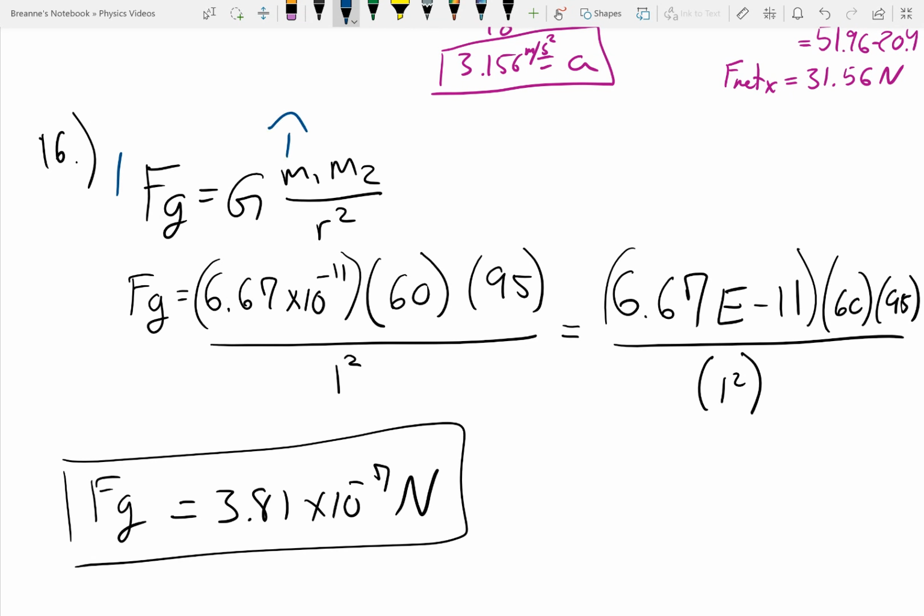If one of your masses goes up, your force of gravity goes up. If your radius goes up, your force of gravity goes down, and vice versa. So your mass and your force of gravity have a direct relationship, and your radius and your force of gravity have an inverse squared relationship. So I would know that. A handy thing to know.